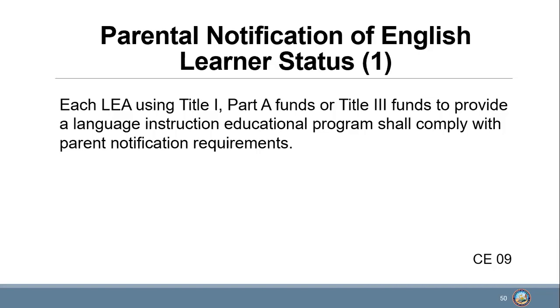CE 9 is a parental notification of EL status. This is another pretty straightforward item. This item states each LEA using Title I Part A funds or Title III funds to provide language instruction educational programs shall comply with the parent notification requirements, which I will share on the following slides.